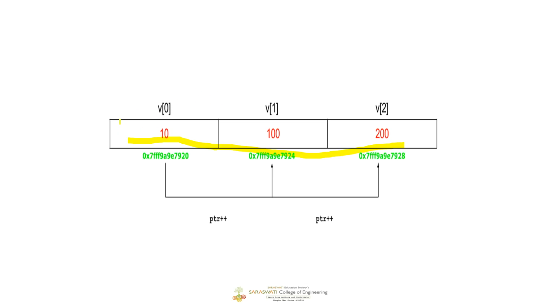So this is my memory map. I can see I have three values stored, 10, 100 and 200, at contiguous memory locations, because it's an array, and each data element has a unique address. The address of data element 10 is this, then 100 has a unique address, and then 200 has a unique address. So initially when we had written ptr is equal to v, that means ptr is pointing to the first element of the array.